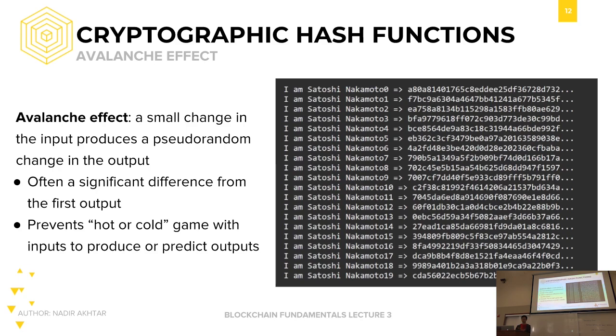very, very different. So if you look at the picture here, even though all of these inputs are "I am Satoshi Nakamoto" with a number concatenated at the end of it, they produce drastically different outputs, even though their inputs seem very, very similar. Yeah. It's basically to prevent people from playing guess and check with the system and trying to game the system.